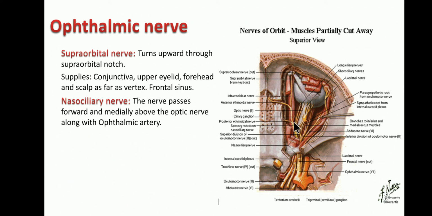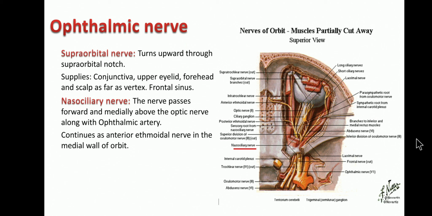Next, we are going to discuss the nasociliary nerve. The nerve passes forwards and medially above the optic nerve. It mostly accompanies the ophthalmic artery and is present medial to the ophthalmic artery. It crosses the optic nerve from lateral to medial side along with the ophthalmic artery, and finally continues as the anterior ethmoidal nerve, which enters through the anterior ethmoidal foramen.